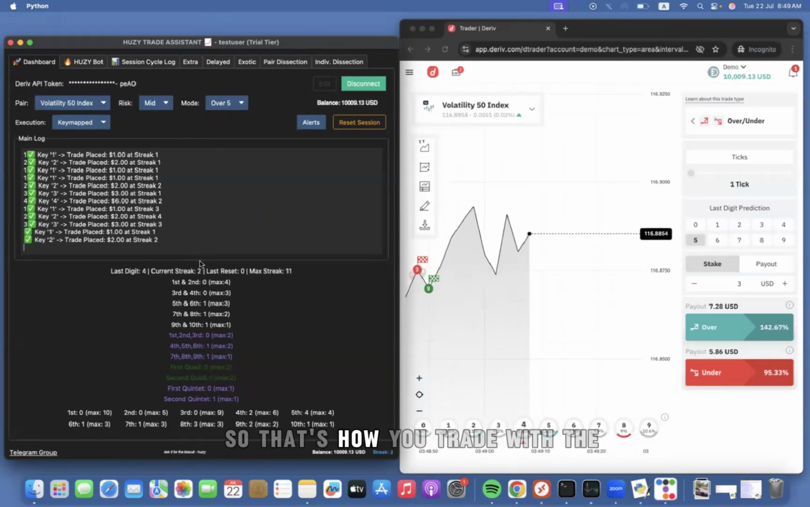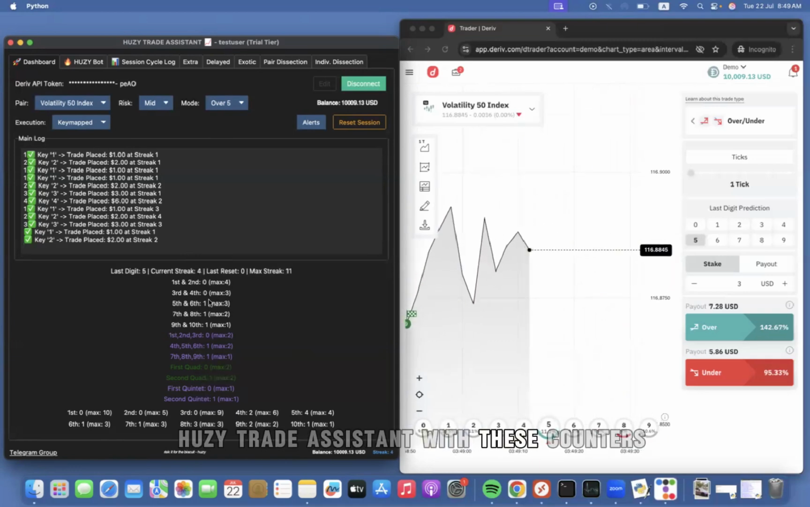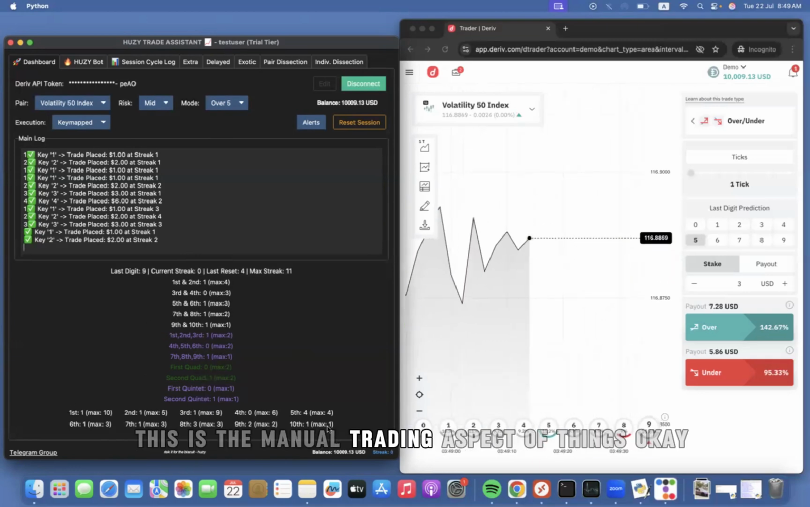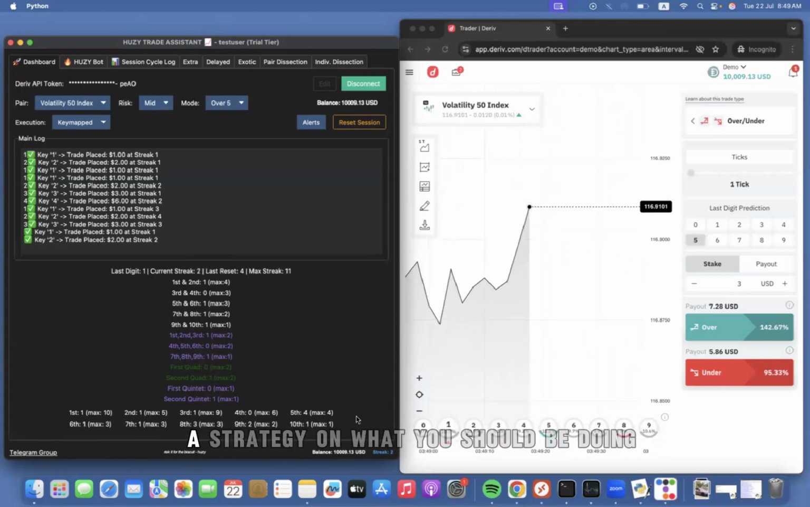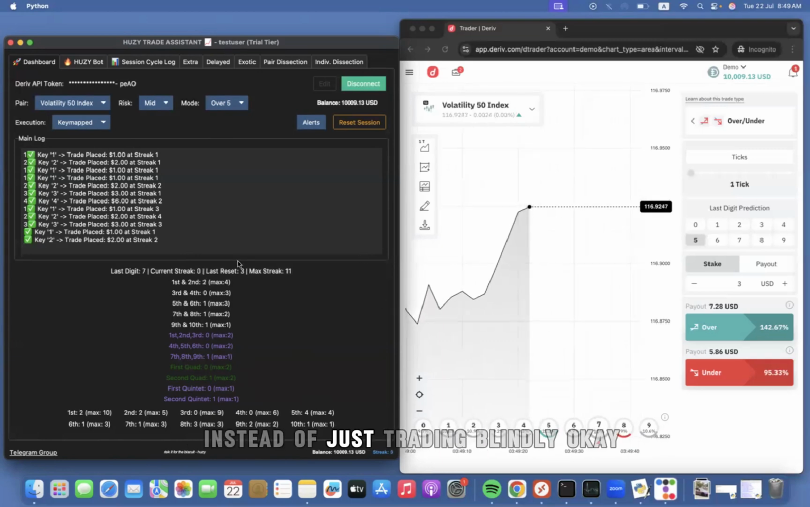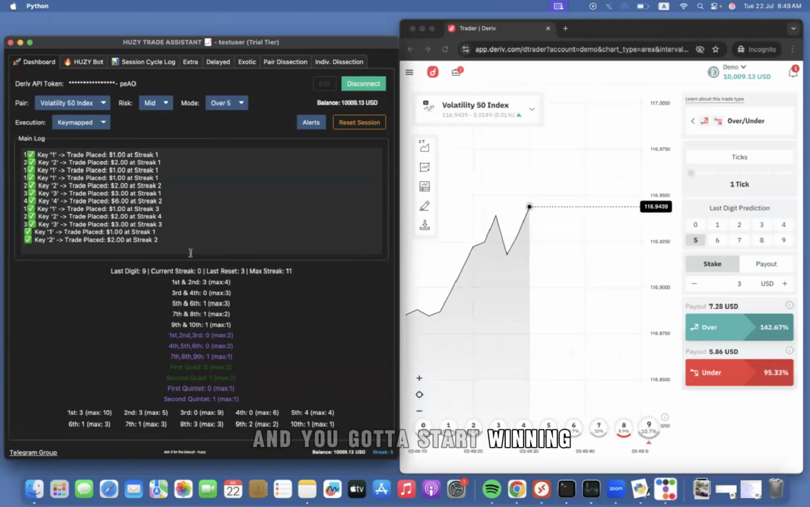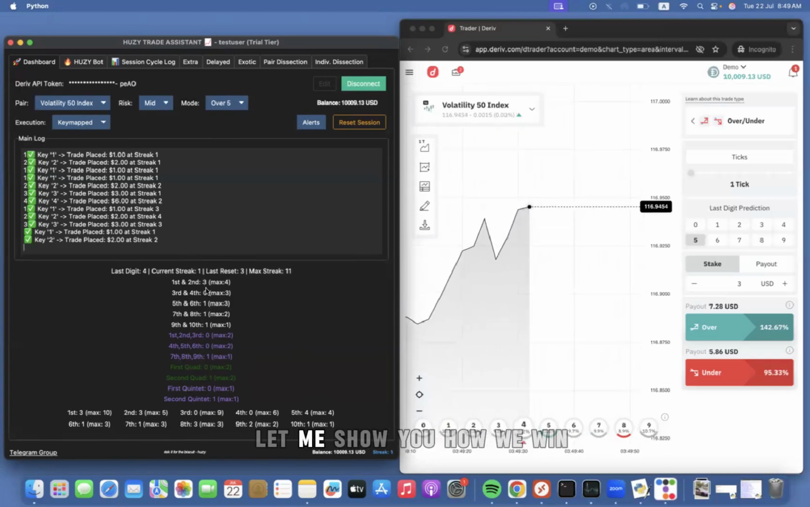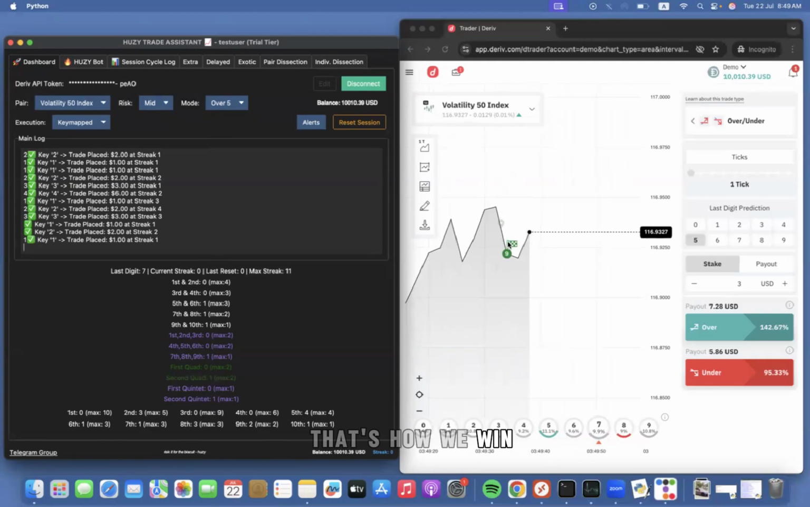So that's how you trade with the Huzi Trade Assistant with these counters. This is the manual trading aspect of things. I'm just giving you a tutorial, a strategy on what you should be doing instead of just trading blindly. Because you've got to stop guessing and start winning. And with the Huzi Trade Assistant, let me show you how we'd win. We execute the trade, and that's how we win. All right? That's how we win.